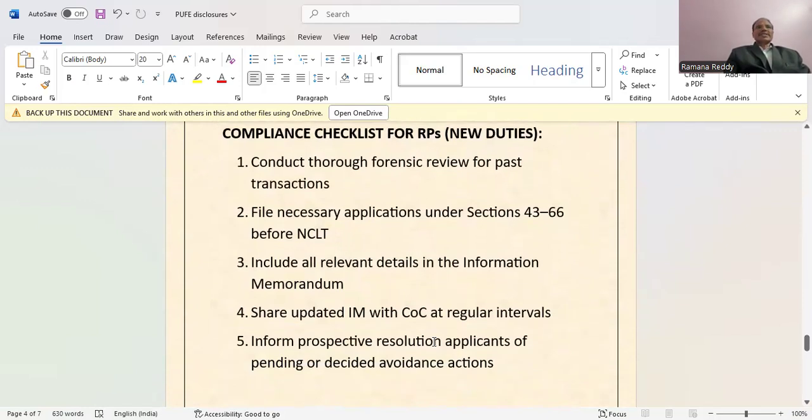So the compliance checklist for RPs: conduct a thorough forensic review and audit of past transactions, file necessary applications under Sections 43 to 66 before the NCLT, include all relevant details in the Information Memorandum, share the updated IM with the CoC at regular intervals, and inform prospective resolution applicants of pending or decided avoidance actions.